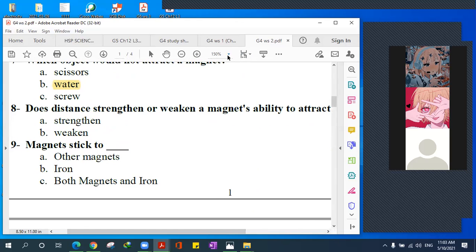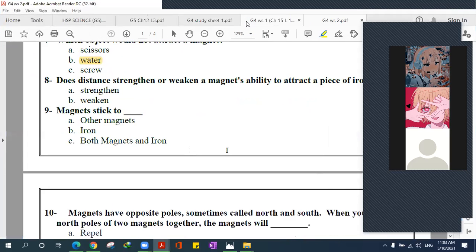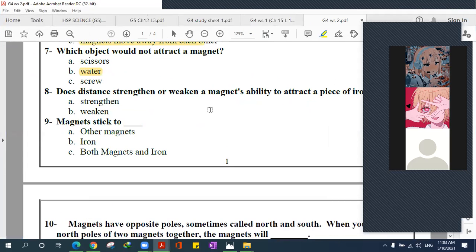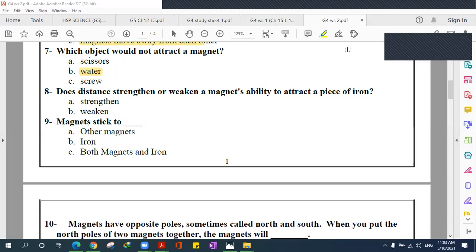Does distance strengthen or weaken a magnet's ability to attract a piece of iron? You said? Strengthen. I can't hear you. Okay, well, does distance strengthen or weaken a magnet's ability to attract a piece of iron?